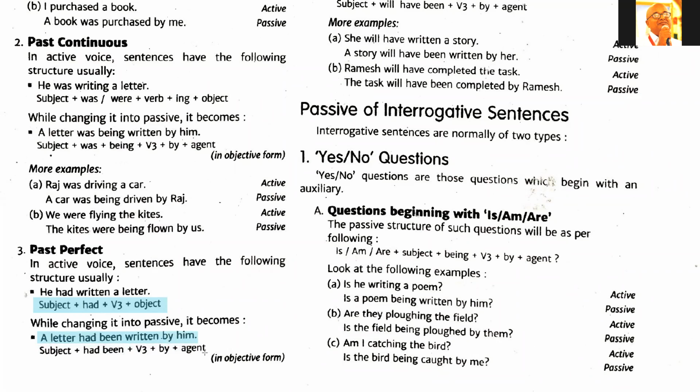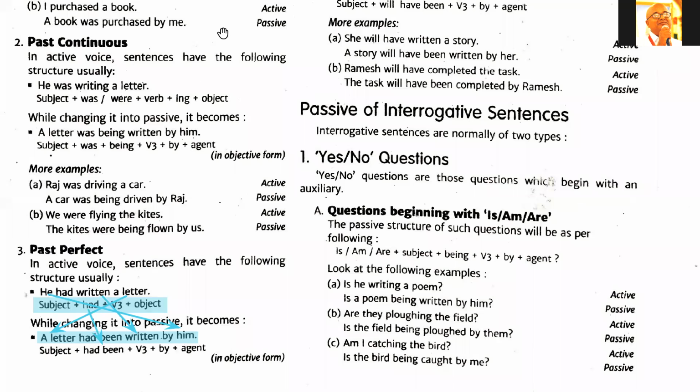What is the structure? So make the object the subject of the sentence. So letter becomes the subject, a letter. Then had becomes had been. Then write as a verb becomes V3, written. And then subject he becomes the objective form of the pronoun, by him. So this is the structure again in the case of past perfect.